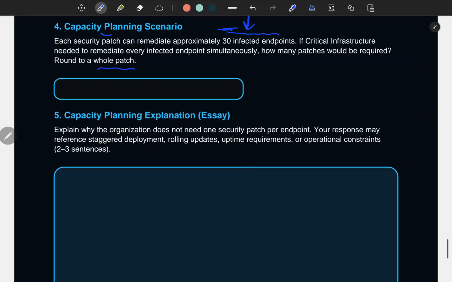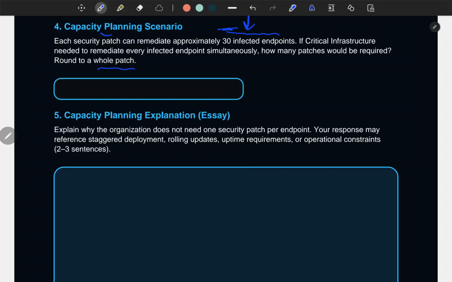And then finally, we have our essay question. Usually with these labs, we have an essay question that's relevant to IT classes. That's the point of this whole MAT143 Python course, is to get a relevance in the IT field when it comes to dealing with quantitative literacy. So we want to get the wheels turning in a relevant scenario that you might run into in your coursework. So explain why the organization does not need one security patch per endpoint. Your response may reference staggered deployment, rolling updates, uptime requirements, or operational constraints.